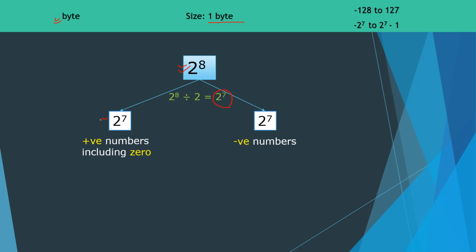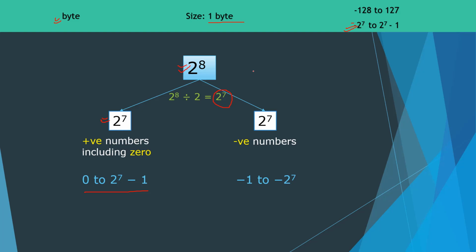So if you want to represent these 2 power 7 numbers, that is, non-negative numbers that start from 0, we'll write something like this: 0 to 2 power 7 minus 1. Okay, and for the negative numbers, it's simple, -1 to -2 power 7. So I guess now you got it, how these ranges are formed, how this -2 power 7 to 2 power 7 -1 came. Let me just quickly go through what I just told.